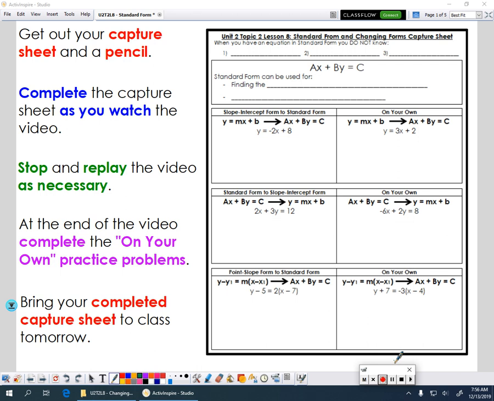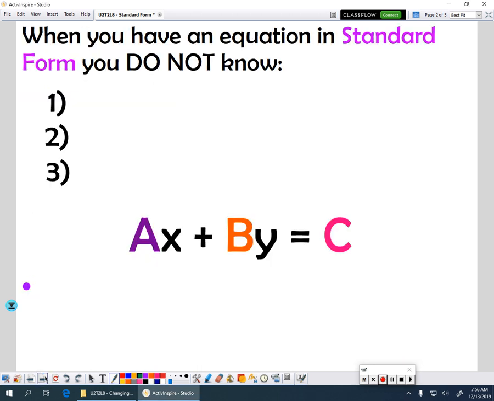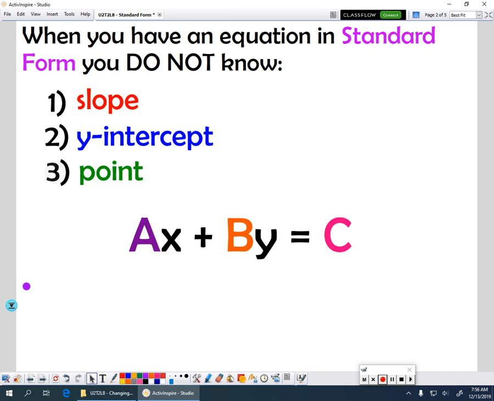Today we're going to look at standard form and changing between different forms of a linear equation. When you have an equation in standard form, you don't know what your slope is, you don't know your y-intercept, and you don't know any of your points. Okay? Standard form looks like this.